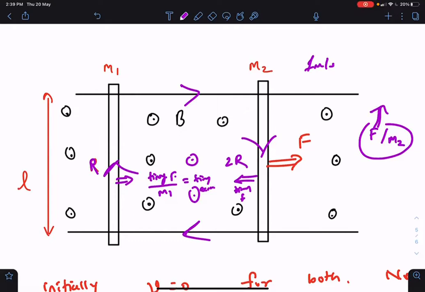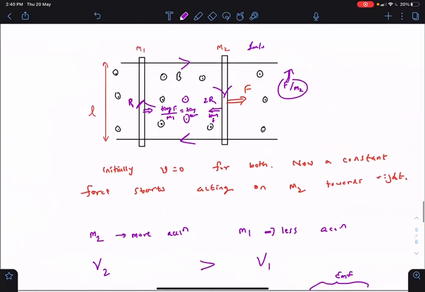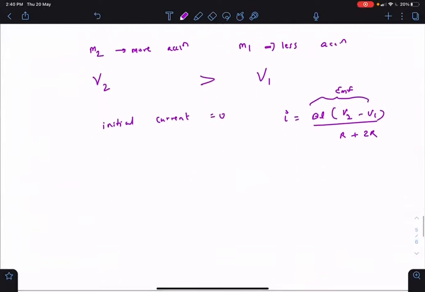So the conclusion is, as M2 starts moving initially, it will accelerate towards the right, and its acceleration is a very large value compared to the acceleration of M1, whose acceleration is very small because force on M1 is very small, because current is very small, because EMF is very small, because velocity gained is very small, because just now the system has started to respond to the external force F.